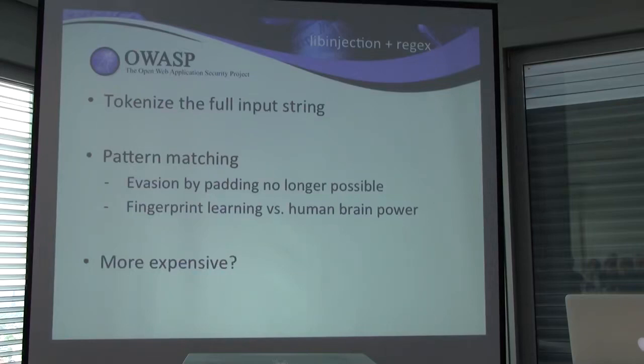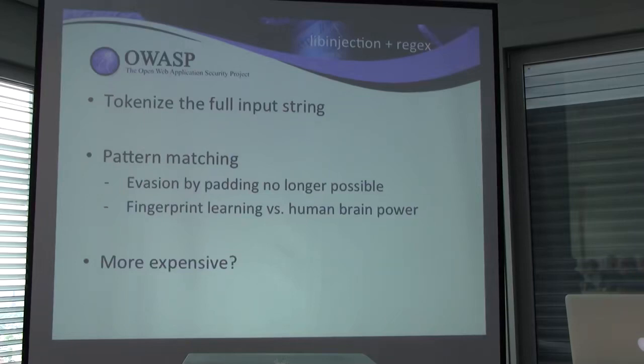So now you can no longer evade the filter by padding, because we search in the whole tokenized representation. And we don't want to generate the fingerprint list or a blacklist. We want to use human brainpower as we did before. We want to think about what a SQL injection looks like, what the structure is, and so on. Maybe you can think, is this more expensive computationally? Yes, definitely. You have to tokenize the full string now.